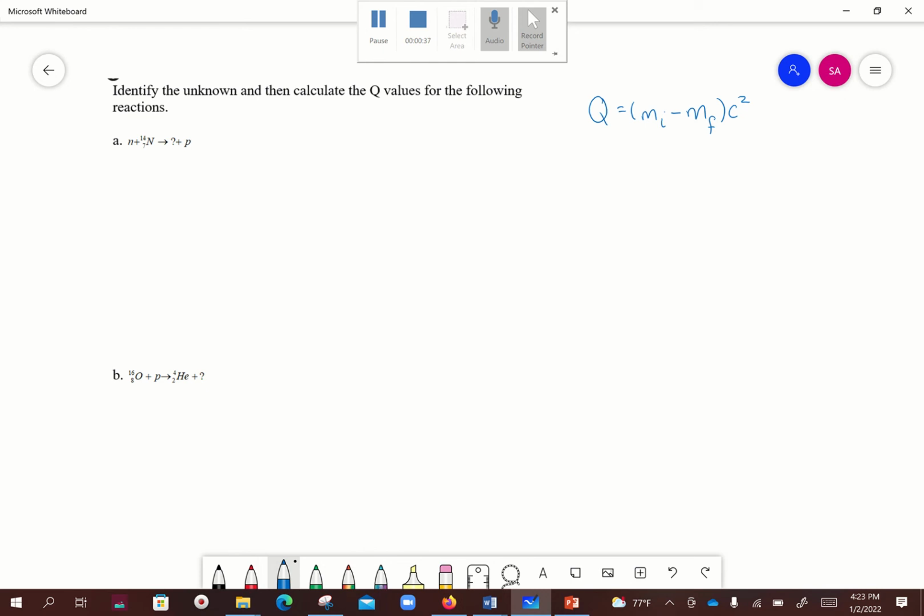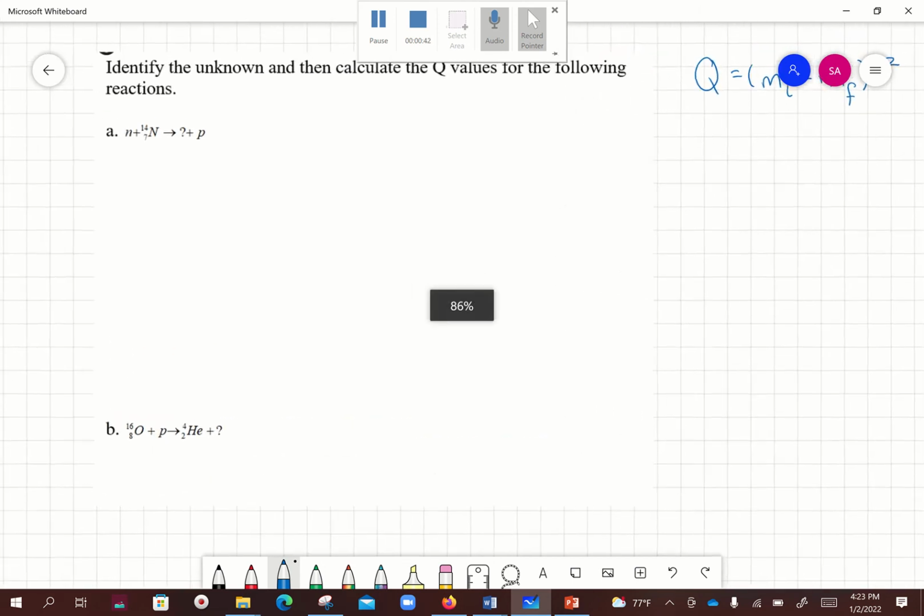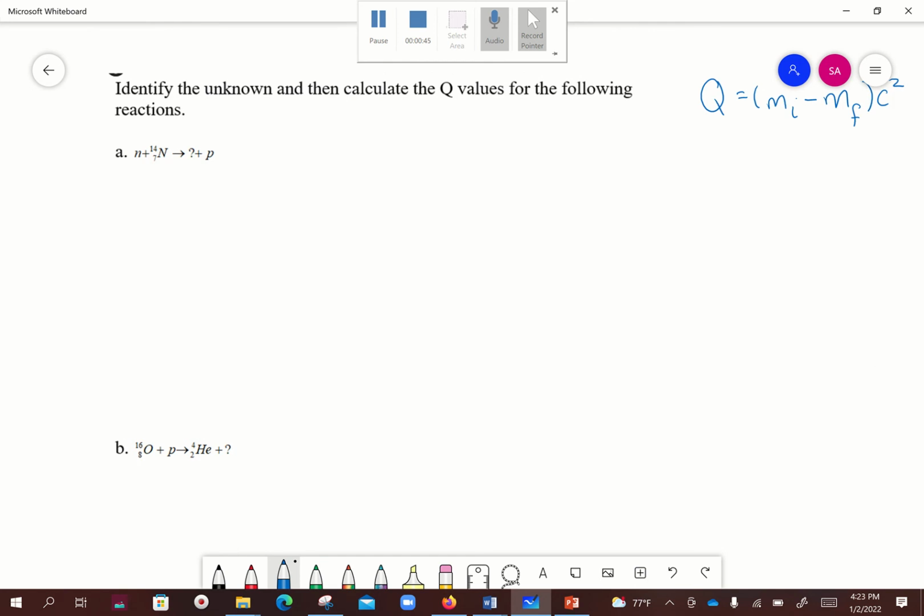So first of all, I'm asked to identify what the unknown is. So let me zoom in a little bit. It's a bit small font. Okay, so I've got a neutron plus nitrogen-14 going to something plus a proton. So I'm going to write this as a neutron has one nucleon and 0 charge, so I'll write it as 1,0 n plus nitrogen-14 goes to something or other plus a proton has a charge of plus 1, so I'm going to write it as 1,1 p plus A,Z X, the thing that I don't know.